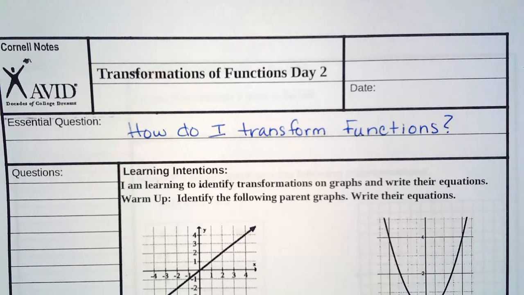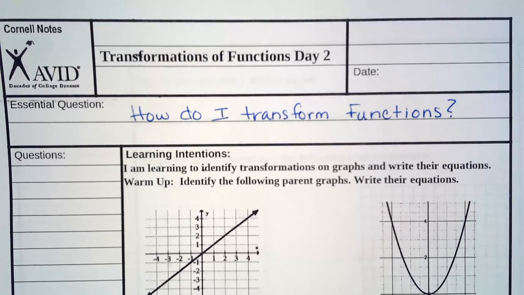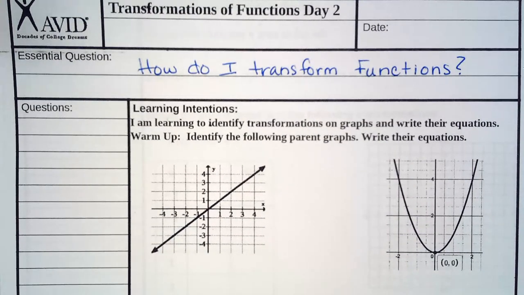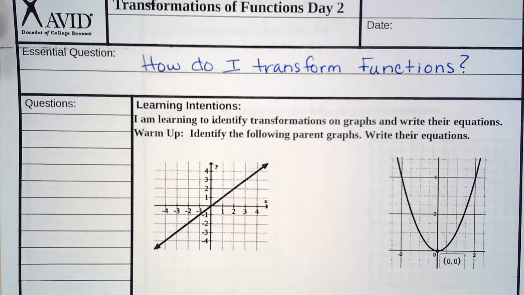So you have four parent graphs. Identify what type of graph they are and then write their equation. Pause the video and see if you can do that. Well, I hope you remember at least part of it.